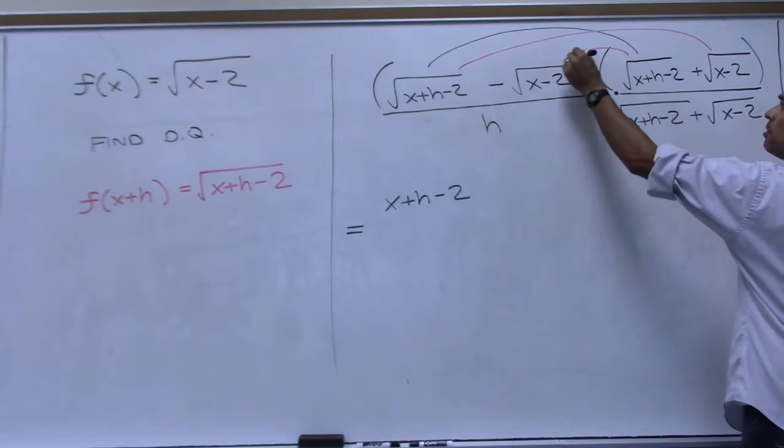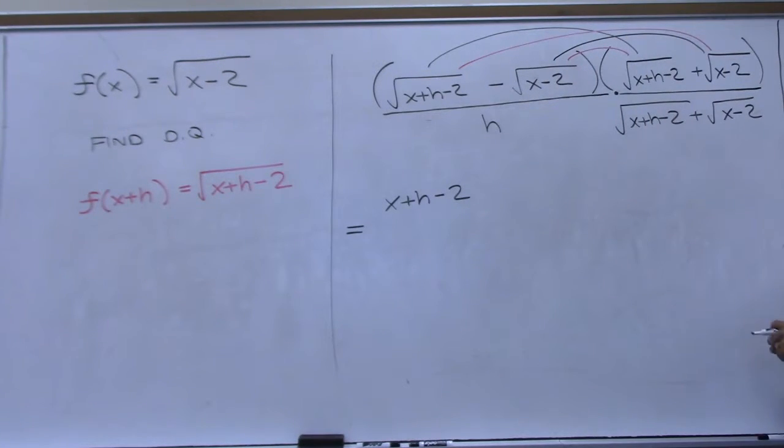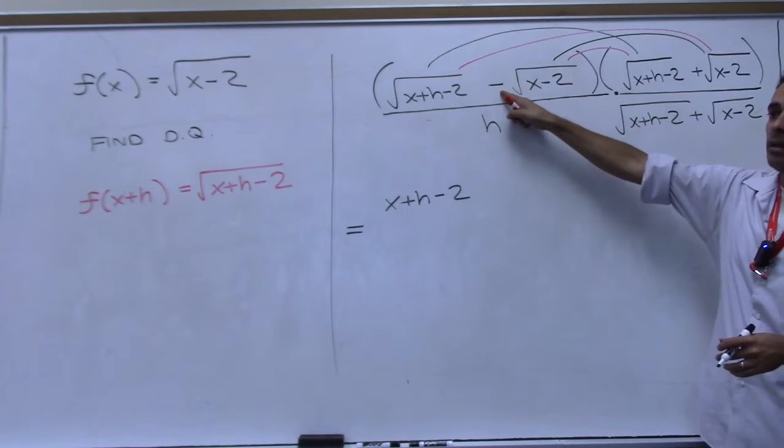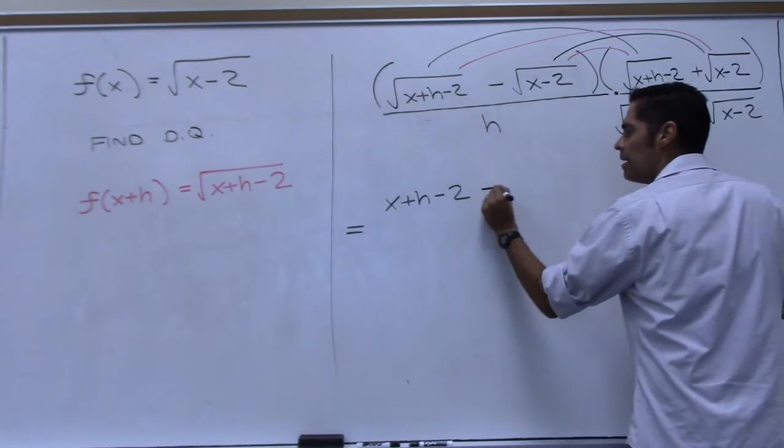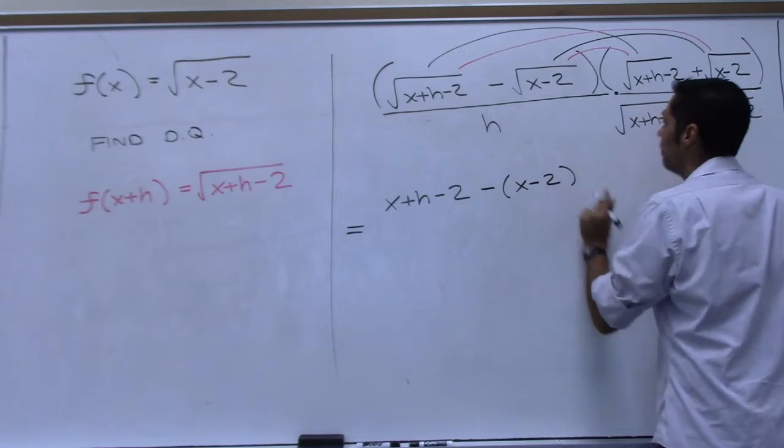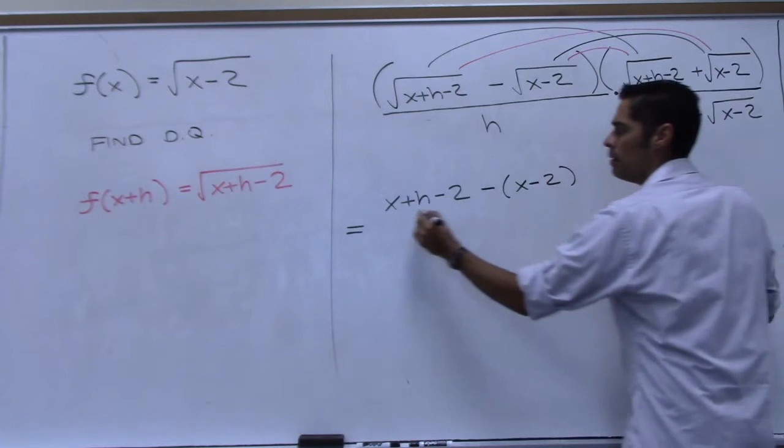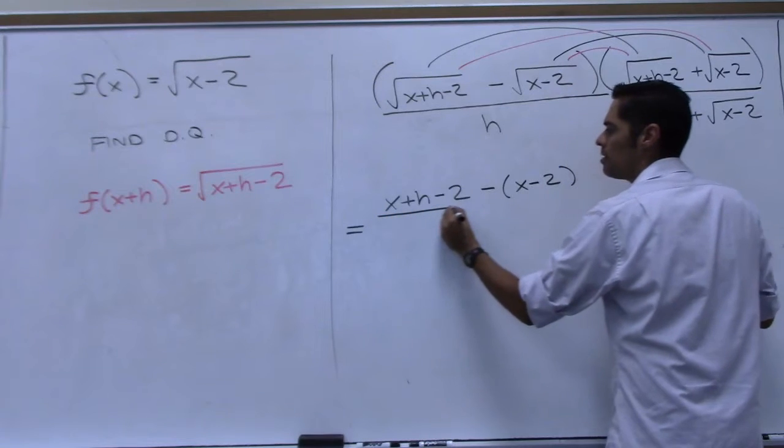What about the last multiplication, though? This one times this one. Same roots, right? So it just goes away. So you just have x minus 2. Yeah? But what about the negative? So it's going to be minus x minus 2. Be very careful with that. That's the top. What's the bottom?